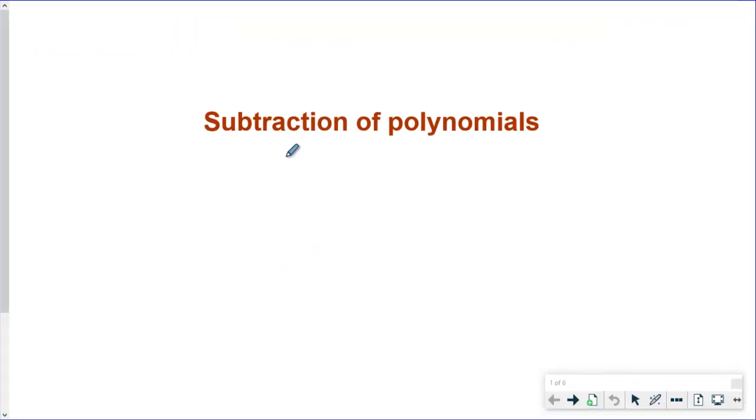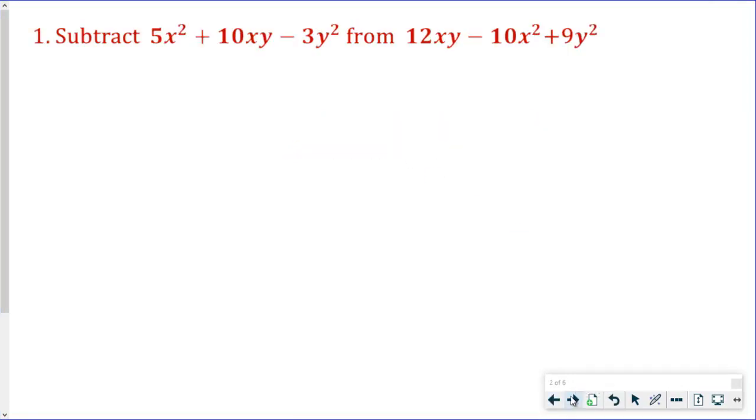Today we are going to see about the subtraction of polynomial. Now we want to subtract 5x square plus 10xy minus 3y square from 12xy minus 10x square plus 9y square. So here first we have to take the polynomial from where we are subtracting. Here we are subtracting from 12xy minus 10x square plus 9y square. So first you have to write that expression 12xy minus 10x square plus 9y square.